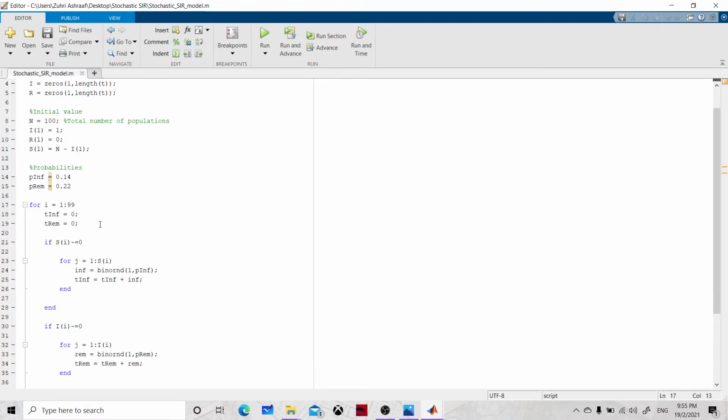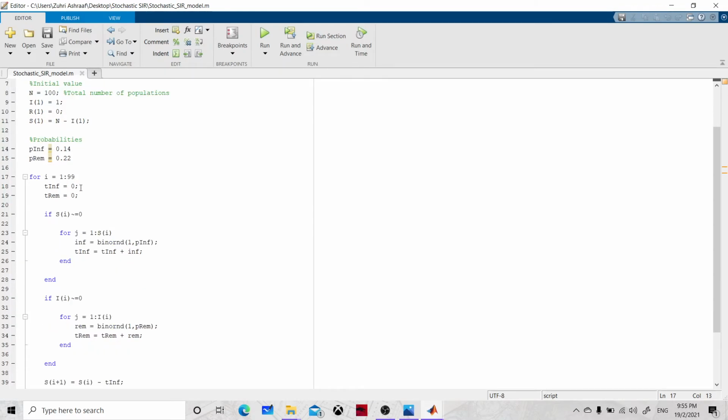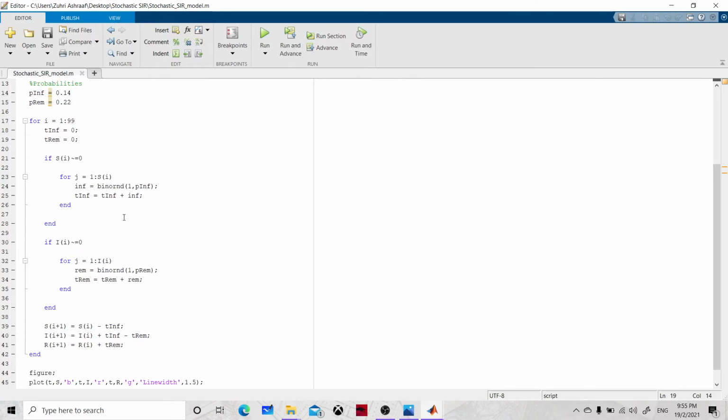But if you don't understand, let's just move on and I will explain to you later. Okay, so the next thing that we are going to do, we are declaring total infected equals to 0, total remove equals to 0. This total infected and total remove is actually the change of the infected and the change of the remove. You will understand as we move on.